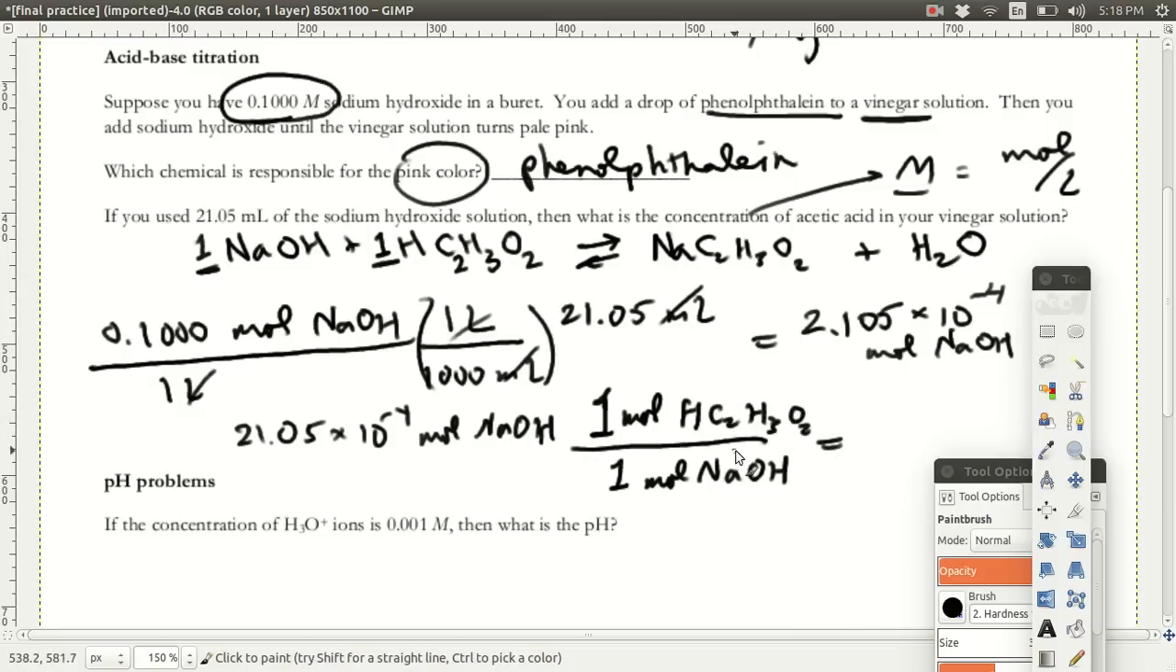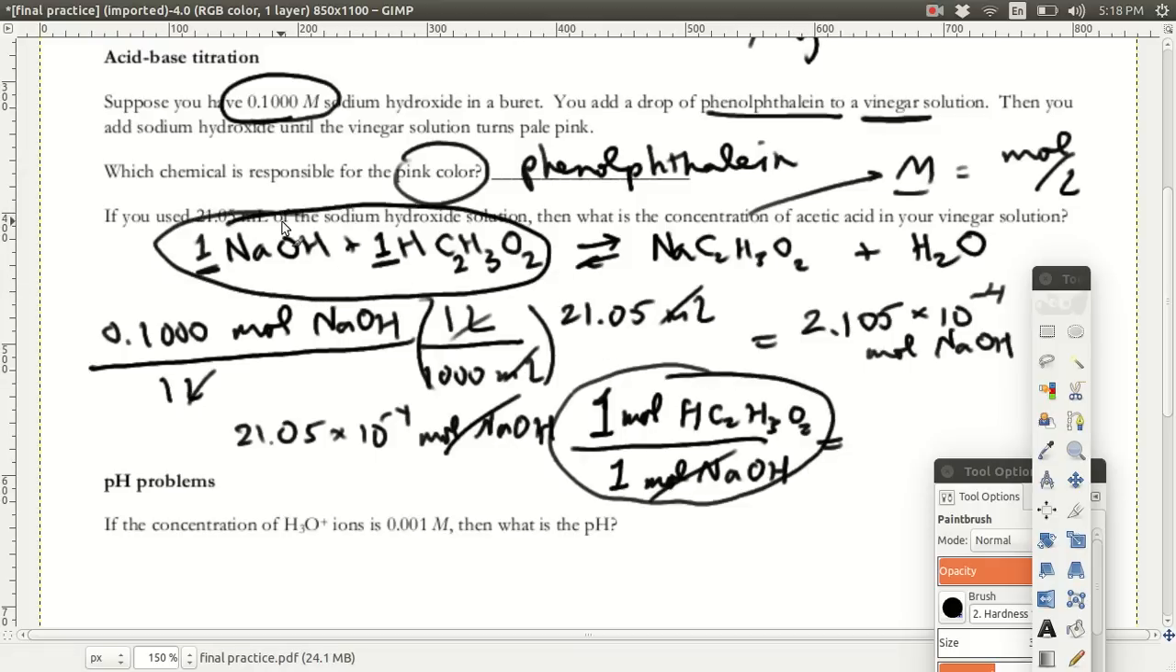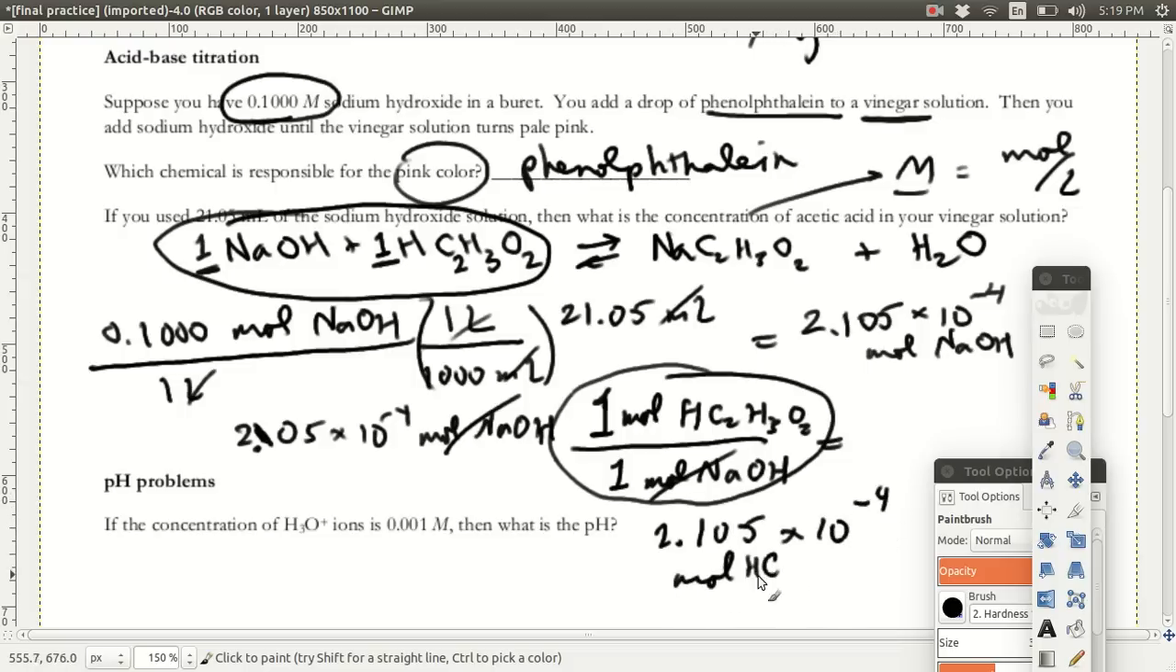Okay? Remember, this comes from this. Alright, that's where it comes from. That's how you do it. So that means the answer is I have 2, oops, this should have been a 1, this should have been a dot. Okay, the answer is I have 2.105 times 10 to the minus 4 moles of acetic acid.